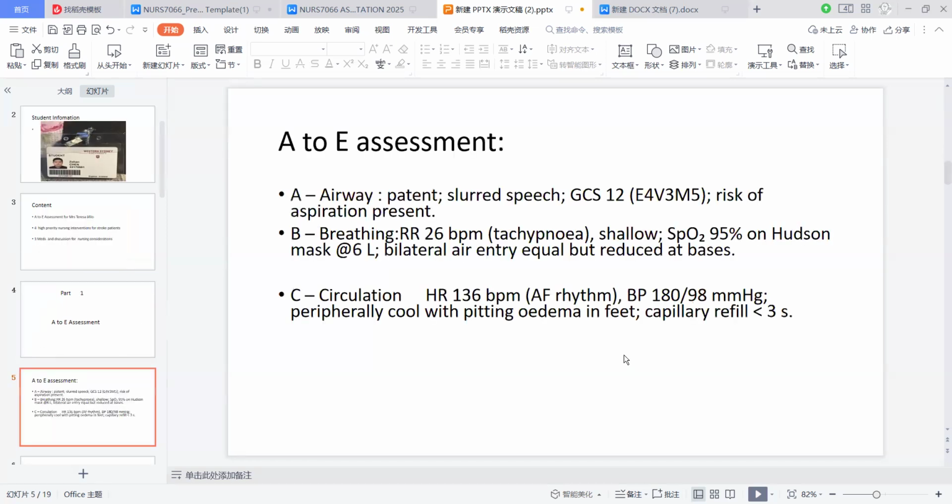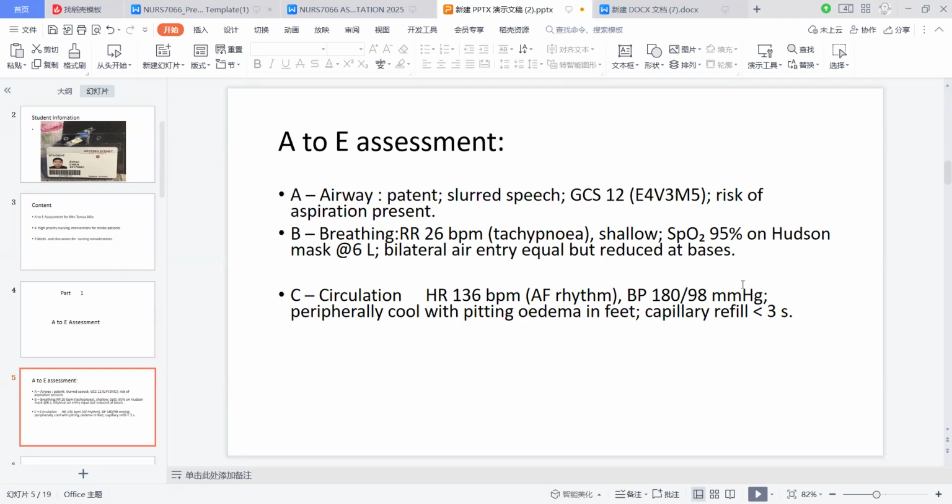Right now we have a patient, Mrs. Mayo, and she has a slurred speech. Her GCS is 12: eye opening is 4, verbal is 3, and motor is 5. And she has a risk of aspiration. For her breathing, her respiratory rate is 26 BPM, which is a little high, and her breathing is shallow. Her oxygen saturation is 95%, on a mask. She also has bilateral air entry equal, but reduced.